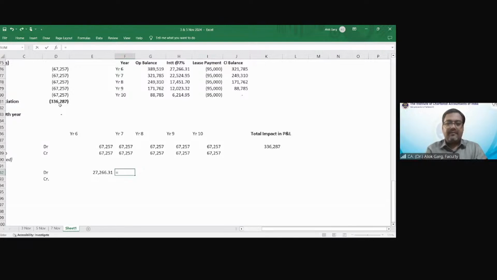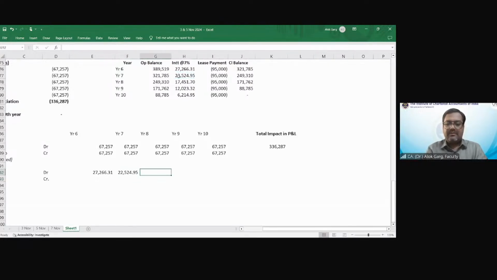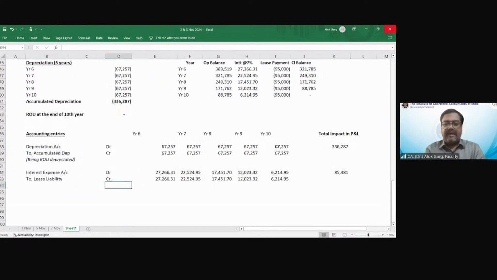Okay, 22,000, 17,000, 12,000, 6,200. And what is the total impact in the P&L? 85481. And these are your credit entries, right? And you can see the difference. Every year depreciation is 67,000, but your interest is in a decreasing trend, 27, 22, 17, 12, 6.2.